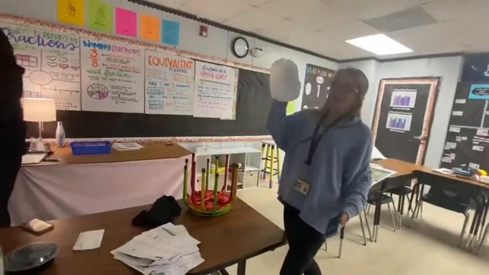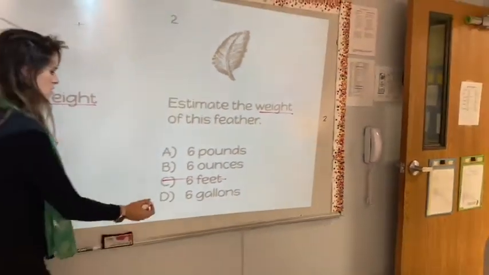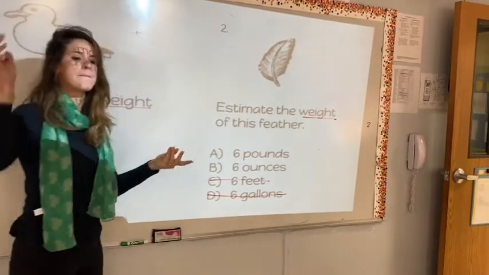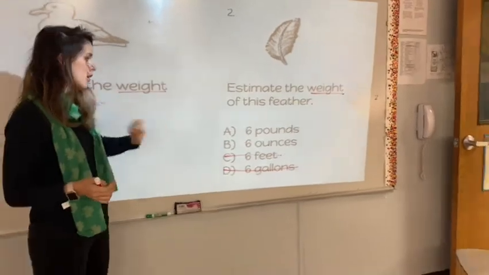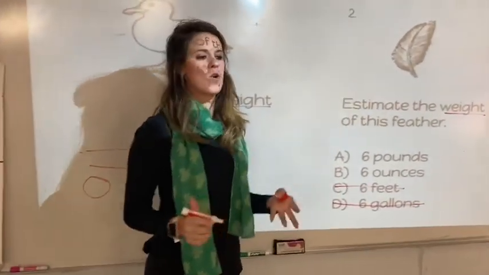Gallons. No way, this is almost too heavy for me. Gallons measures capacity, not weight. All right, it's how much fits into that jug. All right, so 6 pounds or 6 ounces for that feather.